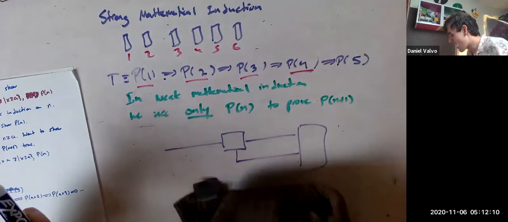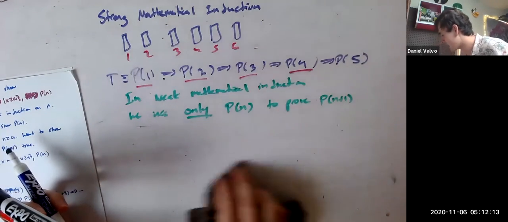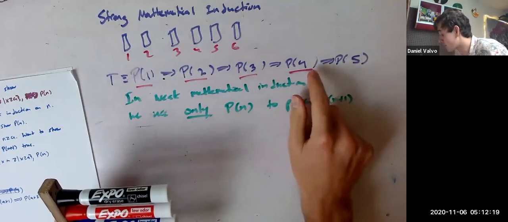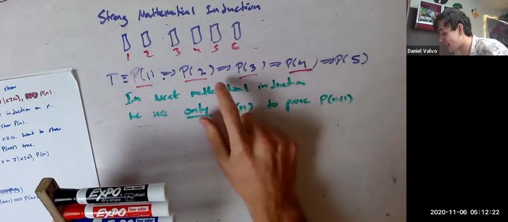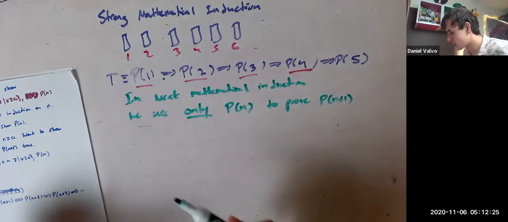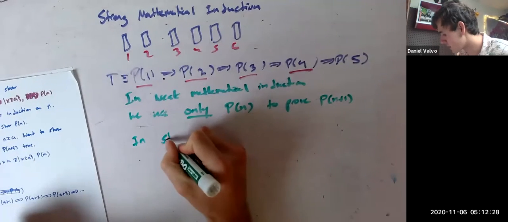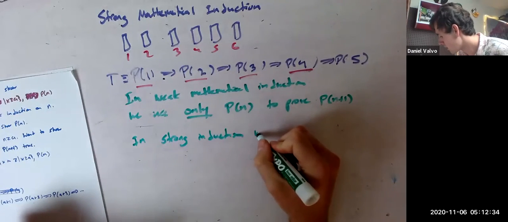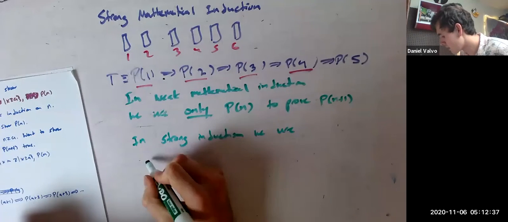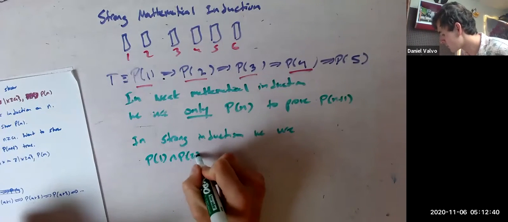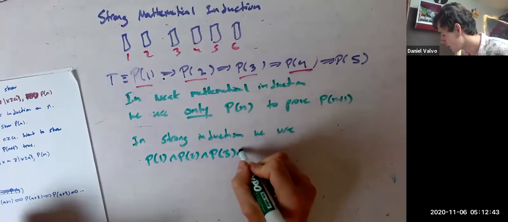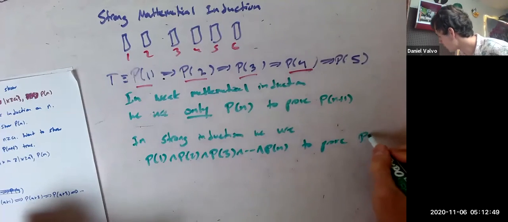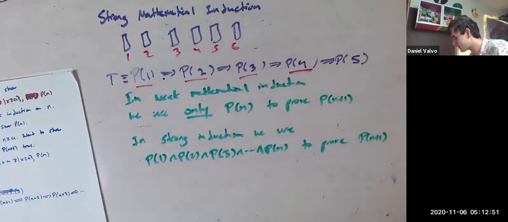I don't know. The point is, I hope you can imagine an idea that, to show that the fifth case happens, it might be useful to know not only that the fourth happens, but also that the third happens, or maybe the second, maybe the first. So the idea is, in strong induction, we use P of 1 and P of 2 and P of 3 all the way out to P of n to prove P of n plus 1.